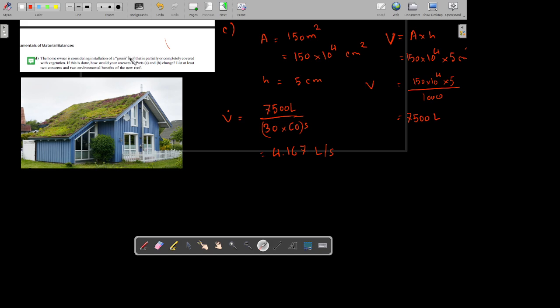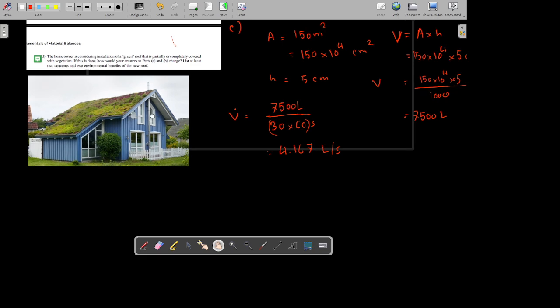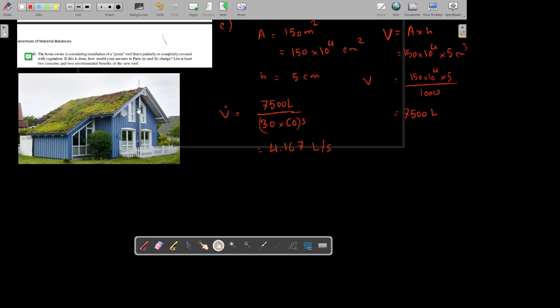So how does a green roof look like? I have taken a picture from the internet. This is how a green roof looks like. Green roof means you can plant some plants or trees on your roof, that is called green roof. So if there is a green roof installed, in this case there will be some consumption of water. Why there will be consumption of water? Because the plants in these roofs are going to take some water for their photosynthesis process or something like that. I mean there will be some water consumed.